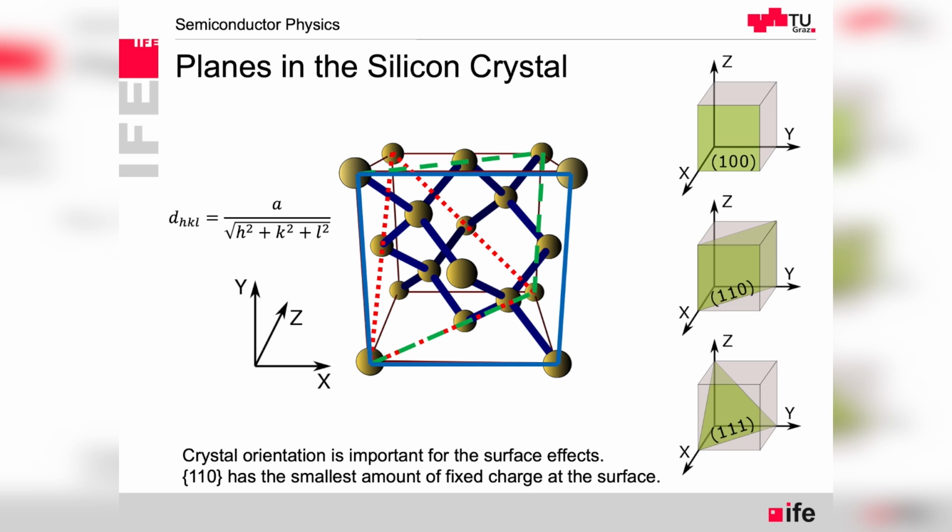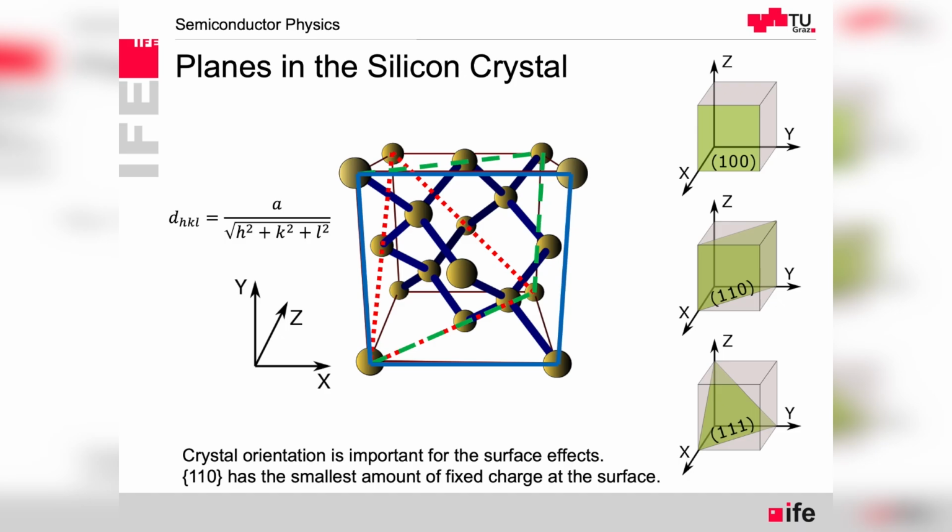There are also other planes, but these are the most interesting. And for example, for 110, we will have the smallest amount of fixed charge at the surface. Because of that, it will be a preferred plane when we fabricate MOSFET transistors. So if we have a starting raw material, it has to already have a known orientation. When we grow the crystal, we know that it will be a big rod of silicon that later we slice and cut. And we need to know from the start, when we cut the wafer, what the crystal orientation will be in the end, because that defines some properties.